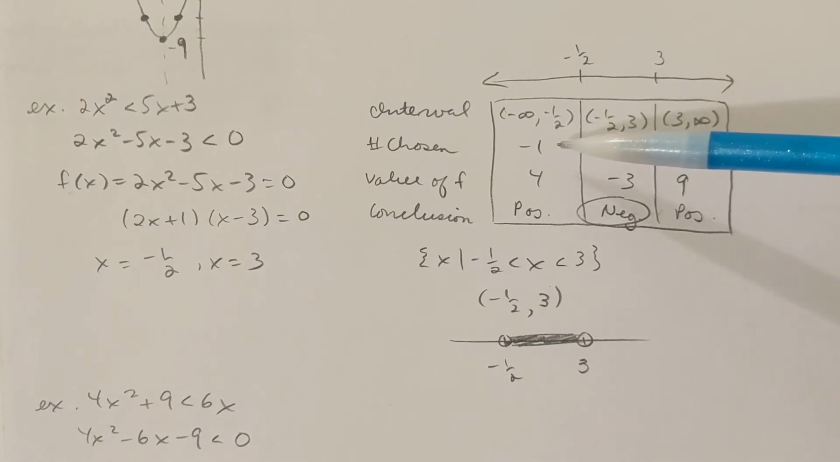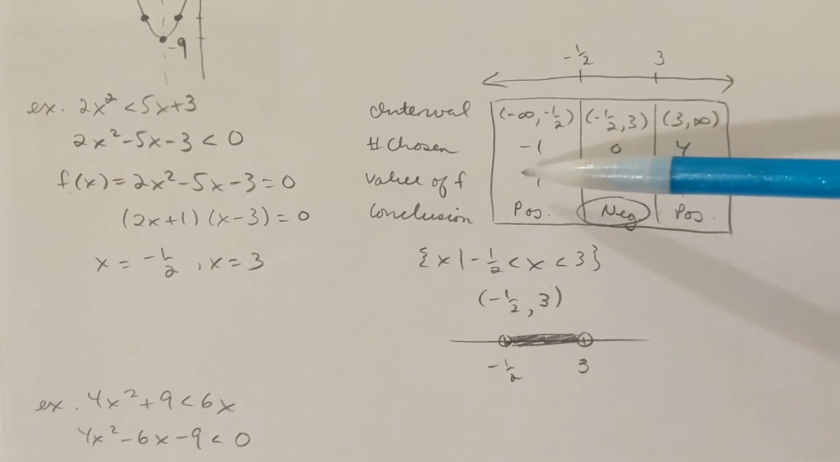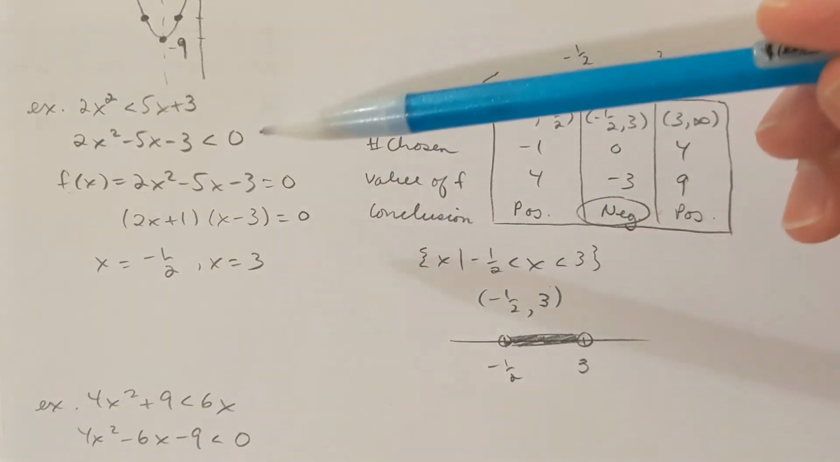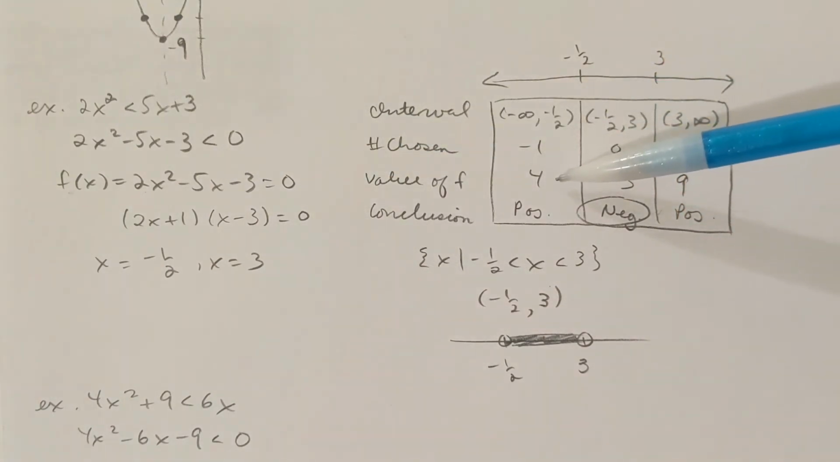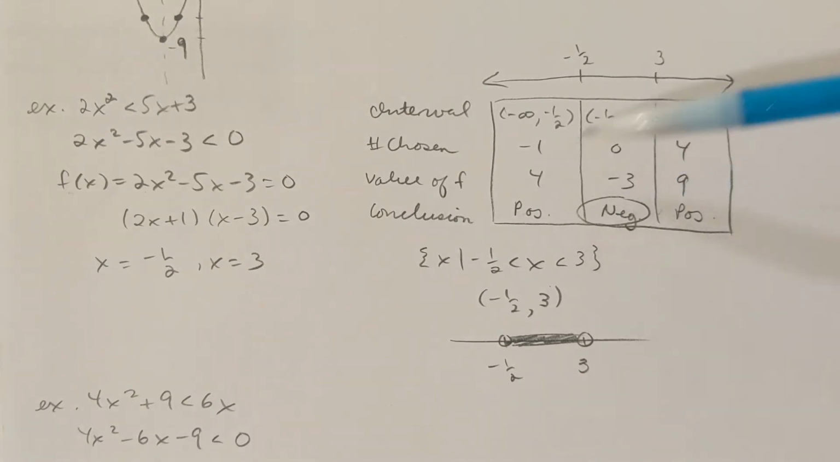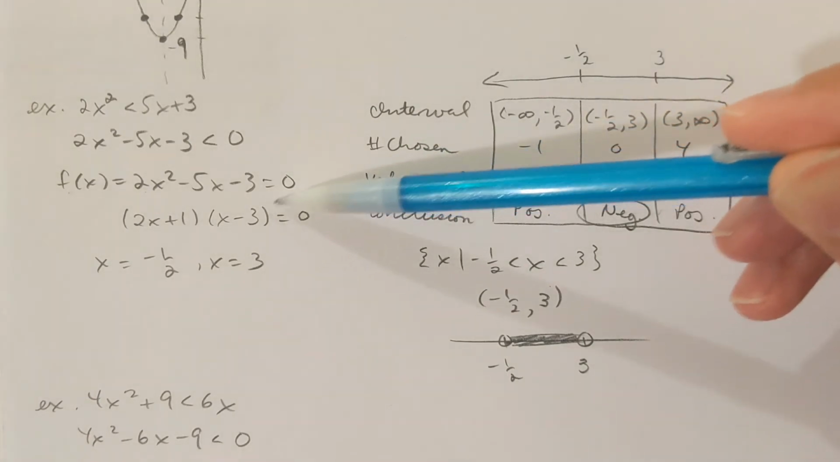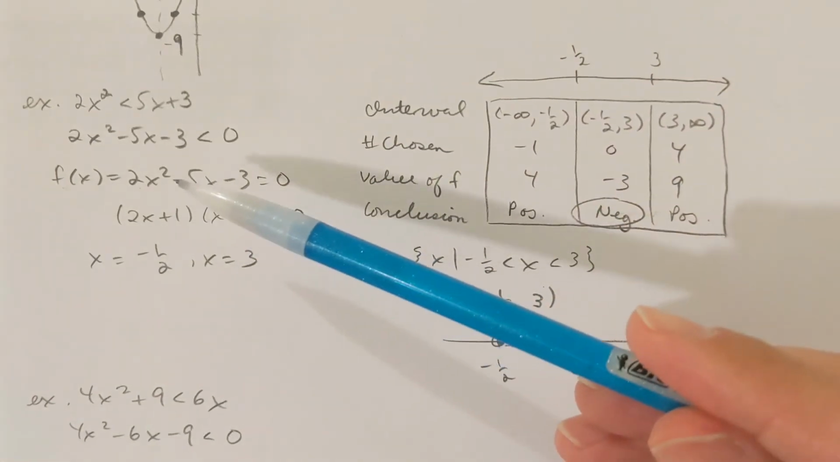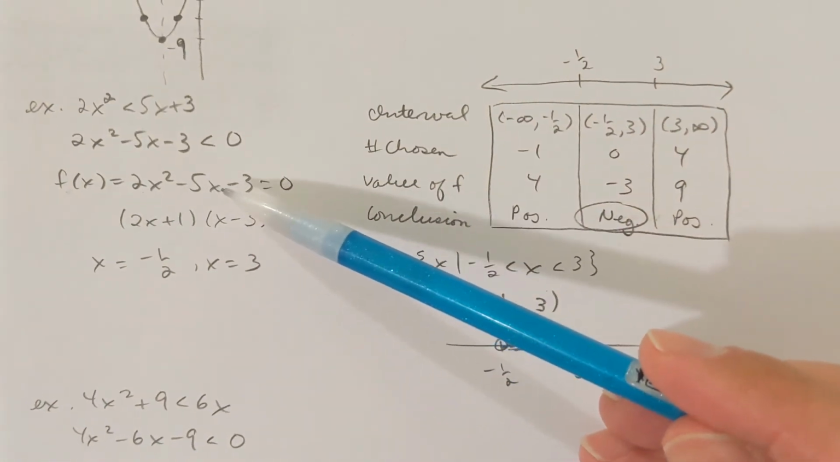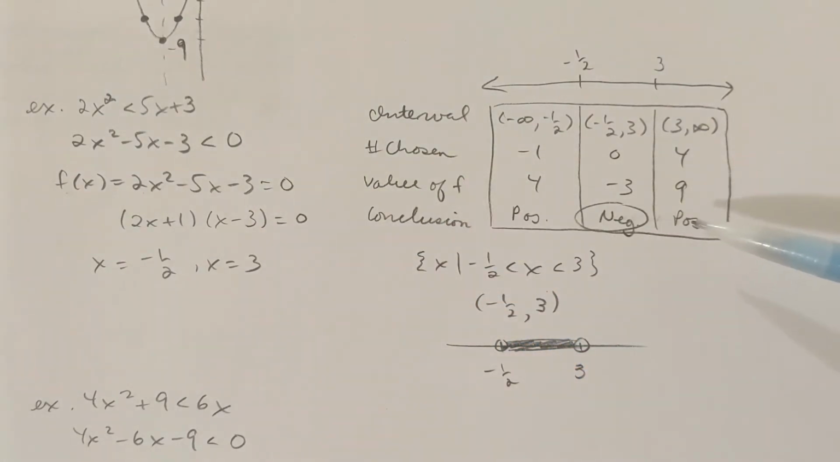Number chosen in the first group, a nice number to use would be -1. If x is -1, we get 2 plus 5 is 7, minus 3 is 4. Okay, 4 is a positive number, and for the conclusion, all I write is whether the value of f is positive or negative, of course. If x is 0, I get -3, and that's a negative. And if x is 4, 4 squared is 16, times 2 is 32, minus 20 is 12, minus 3 is 9. 9 is a positive number.